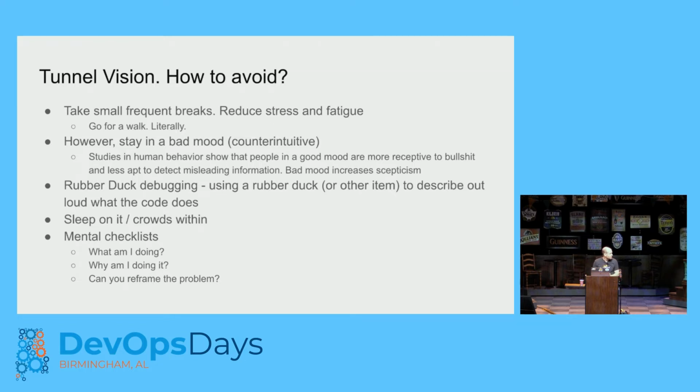Next bullet point on my slide, stay in a bad mood. It's a little bit counterintuitive. What I want to say about that line, I was doing a dry run a couple of weeks ago. My wife was listening, and she's like, oh, wow, now I understand why you're in a bad mood when you're writing the code. But the studies in human behavior actually do show that people in a good mood are basically more receptive to bullshit, and they believe in their own code, which is not good. You have to be in a bad mood to increase skepticism.